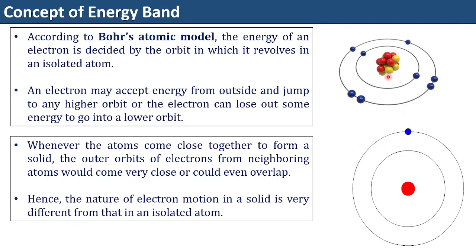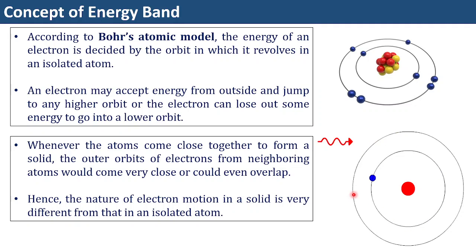For example, if this is a total atom, and similarly there are 5 other atoms in the near neighborhood of this, then what will happen? The outer orbits will overlap with each other. There is a possibility that they will overlap with each other. And in that case, what will happen? The energy levels will no longer be discrete, they will be continuous in space. Alright. So hence the nature of electron motion in a solid is very different from that of an isolated atom.